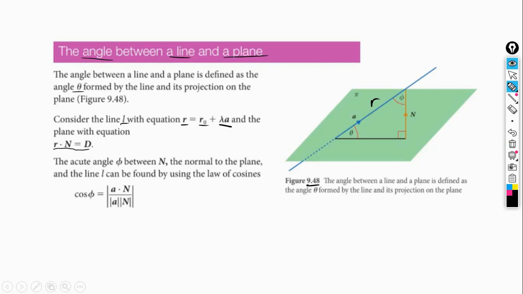The acute angle phi between N, the normal to the plane, and the line L can be found by using the law of cosines. So cosine of phi is equal to the absolute value of A dot N divided by the magnitude of A times the magnitude of N. Now notice that this is equal to the sine of theta.